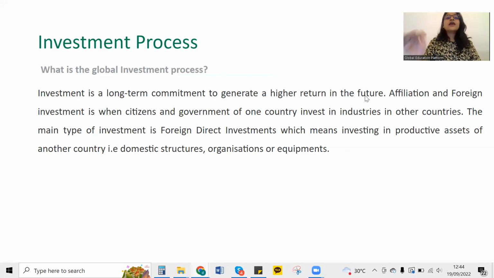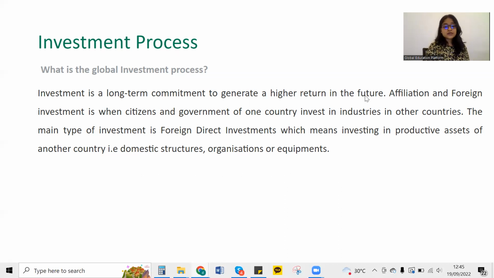Of course, when it comes to global or national, even small scale to large scale businesses, investment means you invest, and of course, your aim is to generate a return in the future, be it big or small. One of the main goals is to get the return back.